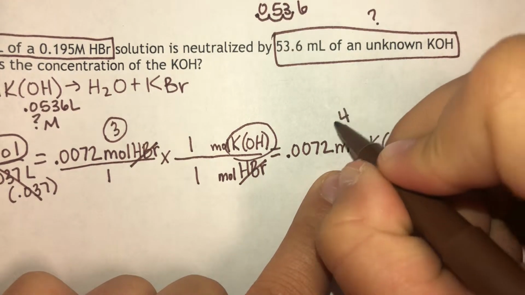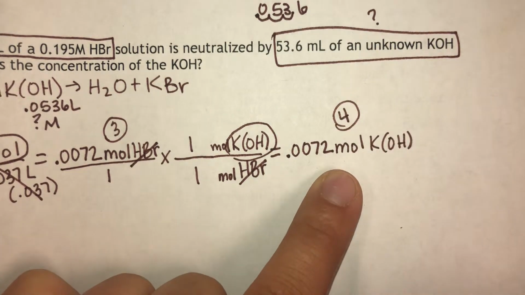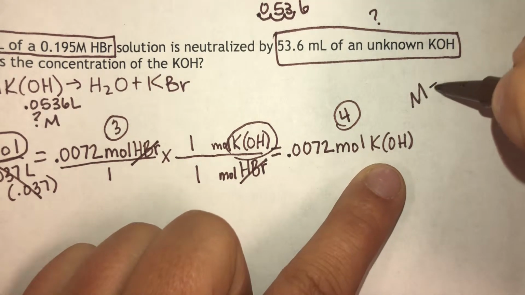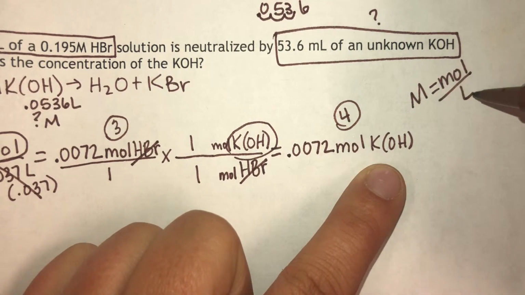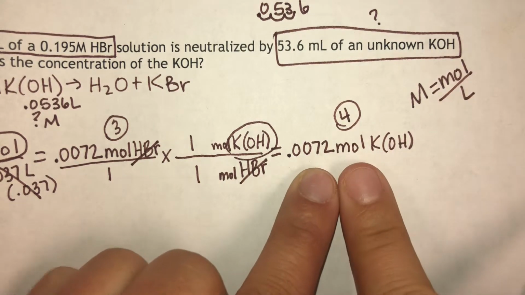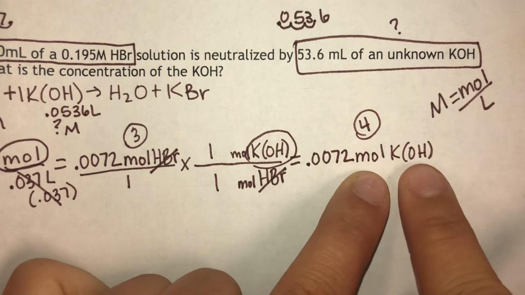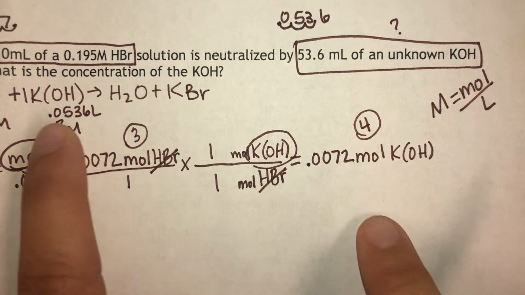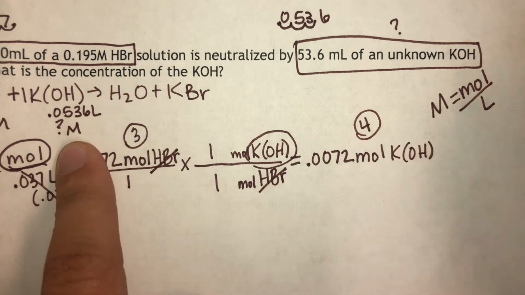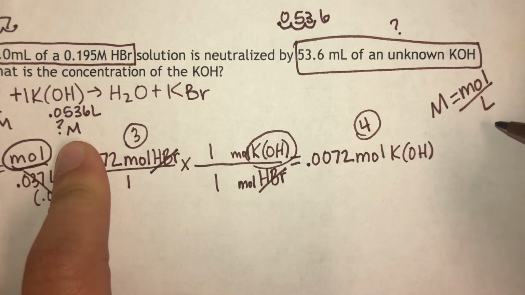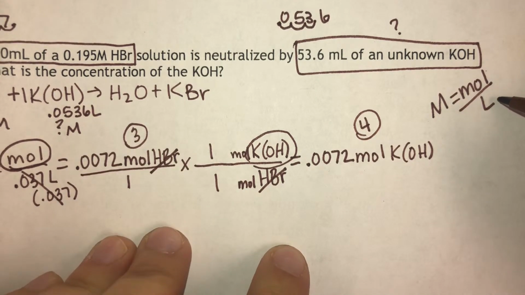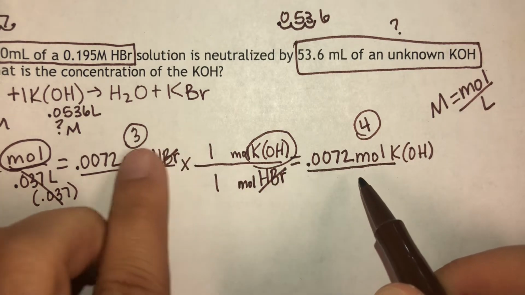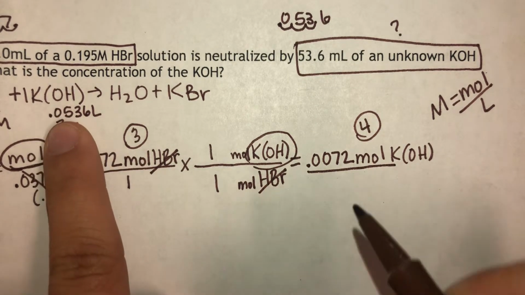So now we're gonna start step number 4 right here. So at this point, we're still using our formula, molarity equals moles over liters. We know our moles for KOH, and we know our liters for KOH. So we're looking for molarity. To do that, we're just gonna fill in this formula. So we're gonna do moles over liters because those are what we know. We know our moles. So we're gonna divide by the liters that they gave us.